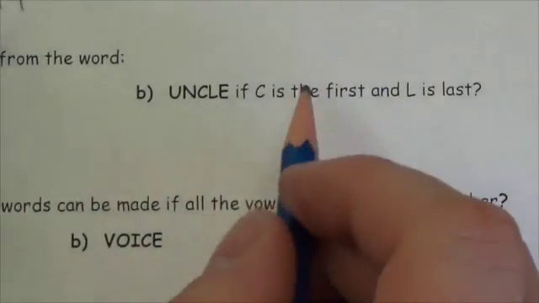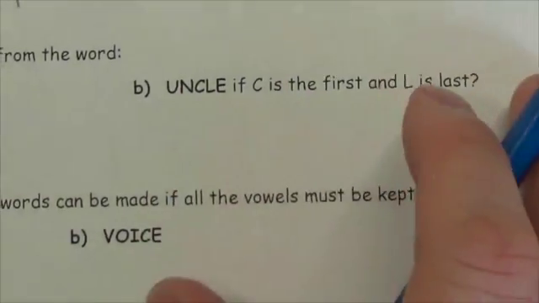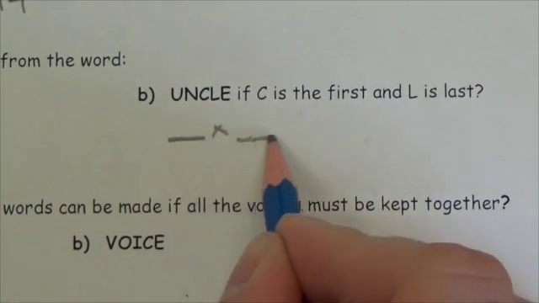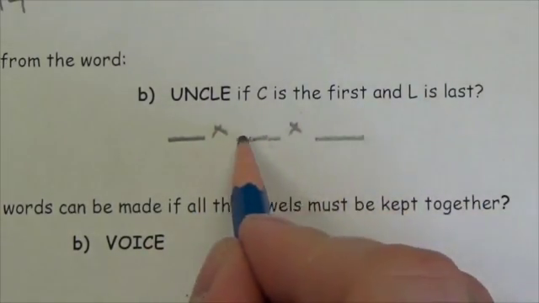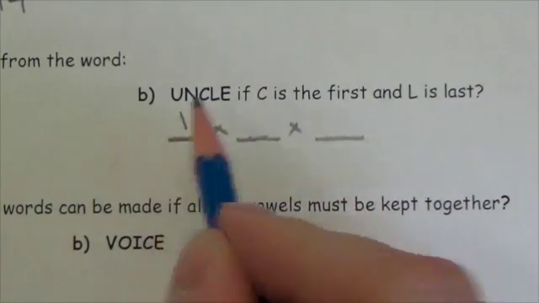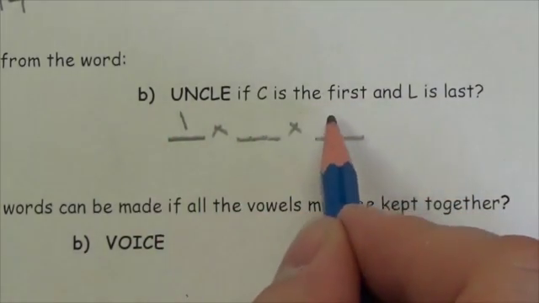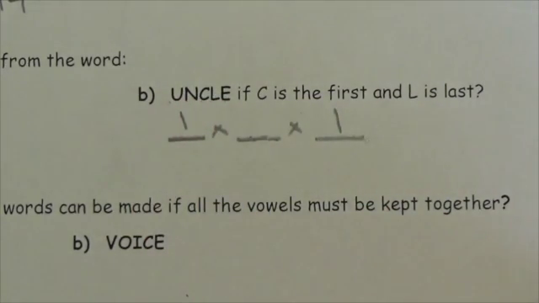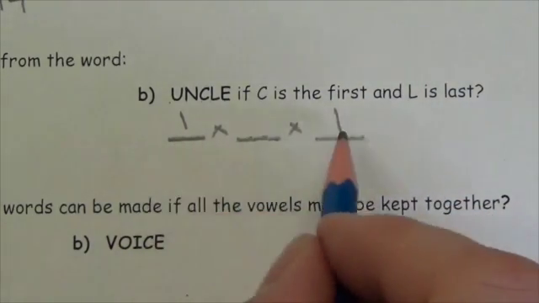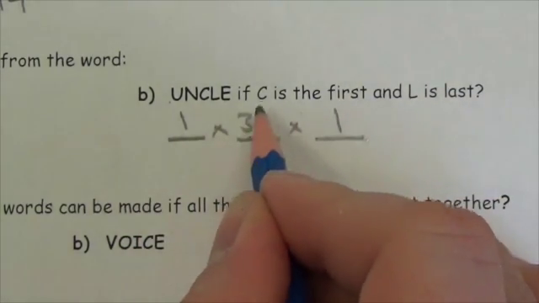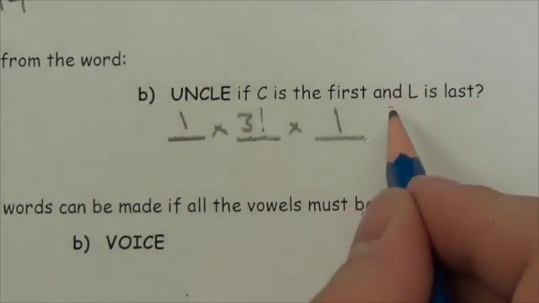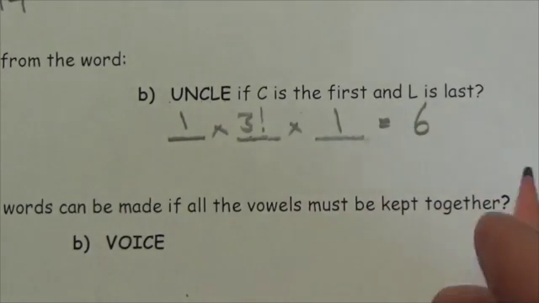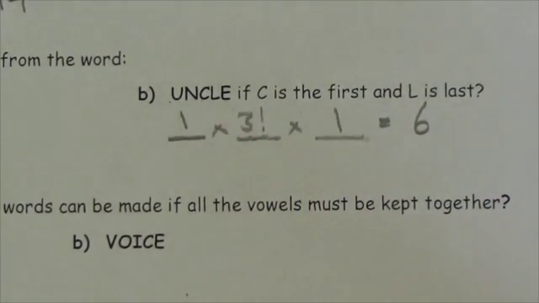Now take a look at this one. How many ways can we permute the letters in the word uncle if C is the first and L is the last? Okay, so we've got 3 different tasks to complete here, if you want to think about it this way. C's got to be first. Well, there's one option for that. L has to be last, and there's only one option for that. Now there are 1, 2, 3, 4, 5 letters in the word uncle. I've already dealt with 2 of them, which means there's 3 left over, 3 factorial ways to permute the remaining 3 letters, and that leaves us with only 6 permutations of the letters in the word uncle if C has to be first and L has to be last.